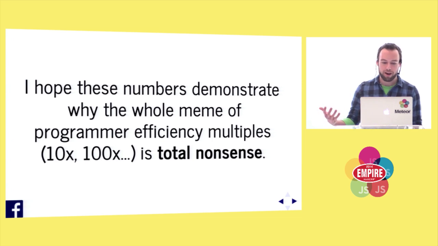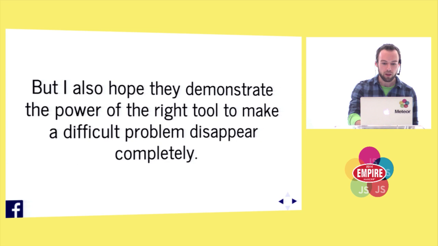So if ever someone invokes this notion that there are programmers that are 10 or 50 or 100 times as productive as other programmers, you should tell them they are an idiot. But I also hope that these numbers demonstrate the power of the right tool to make a difficult problem disappear completely, because it is something to aspire to, these moments of incredible productivity. You just shouldn't attribute it to anything inherently good about yourself. It's sort of the grace of conspiring circumstances that allow you to make those strides forward.